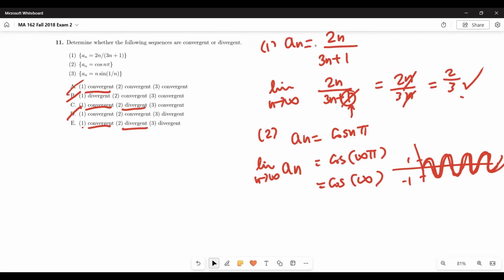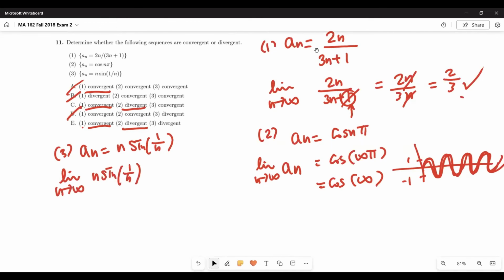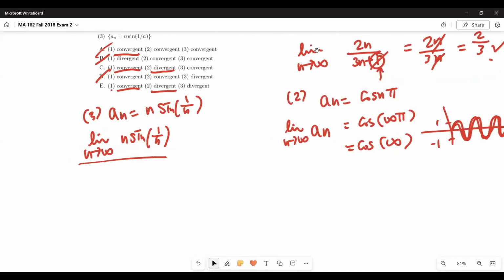Okay. Option number 3 is a_n equals n sine 1 over n. If you take the limit as n goes to infinity of n sine 1 over n, this is going to infinity. So we have to use our friend L'Hopital. Yay.